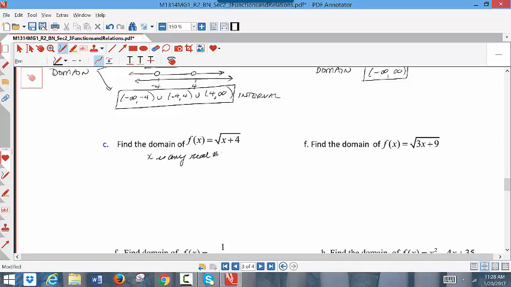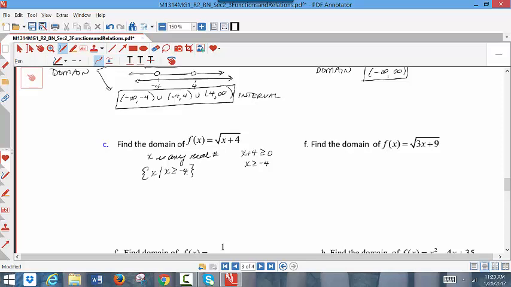But then you pay attention to the fact that you have a radical. What that means is that the radicand, the information under the square root, must be positive or equal to 0. x plus 4 must be a positive number, and it can also be 0 because the square root of 0 is 0. So this becomes x greater than or equal to negative 4. Okay, so in set notation, all x values such that x is greater than or equal to negative 4.